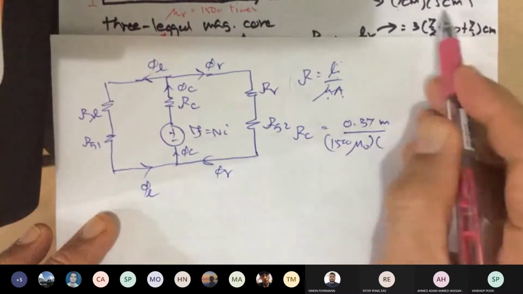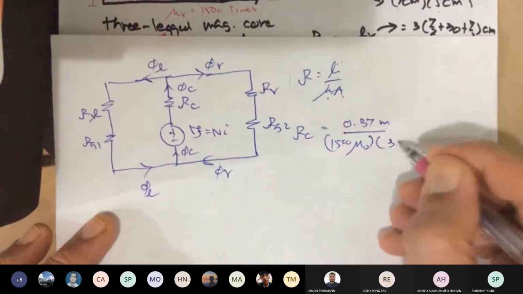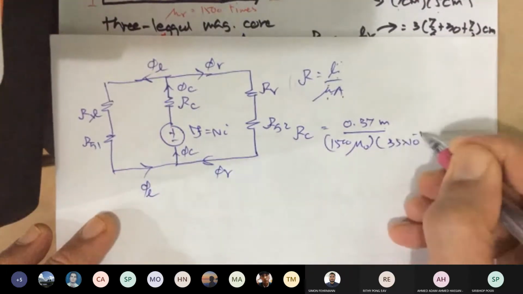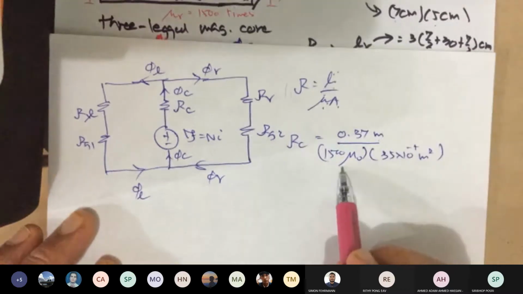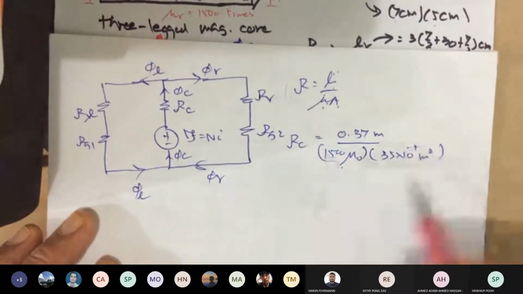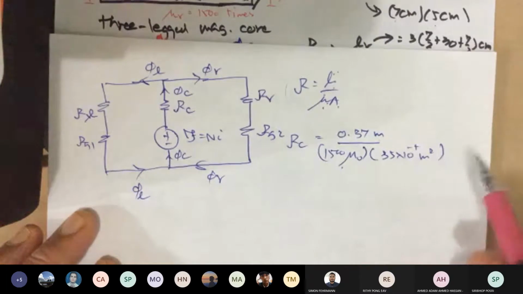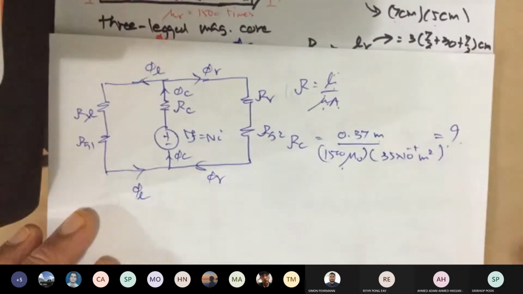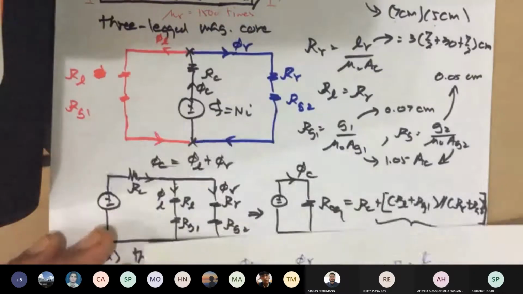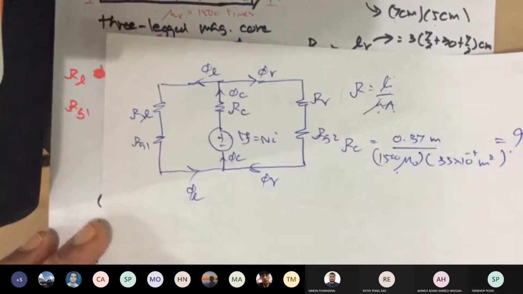AC is 7 times 5 is 35 centimeters, times 10 to the minus 4, in meter square. So this is my RC. You can calculate this, okay? Your job is to find out what that value is. So that's the center leg.